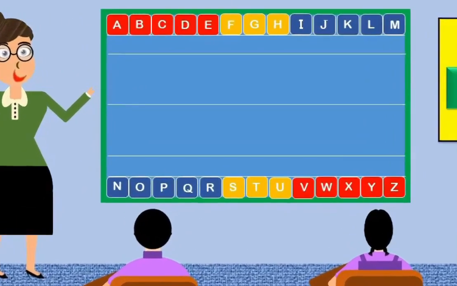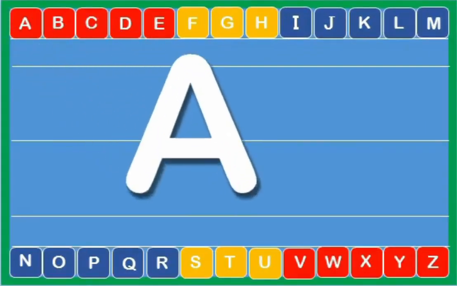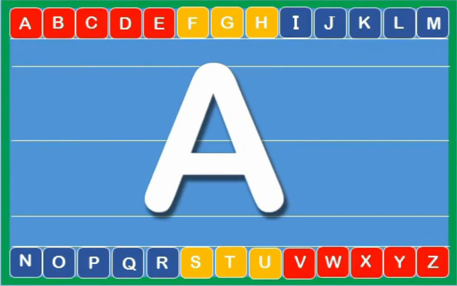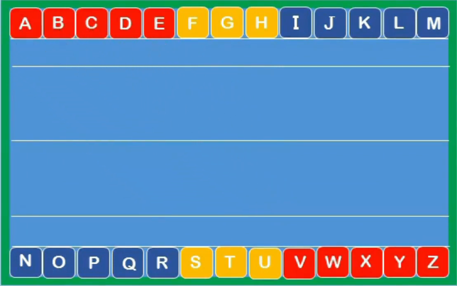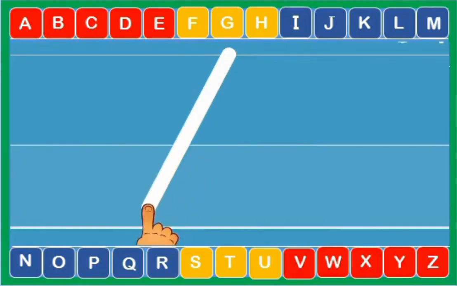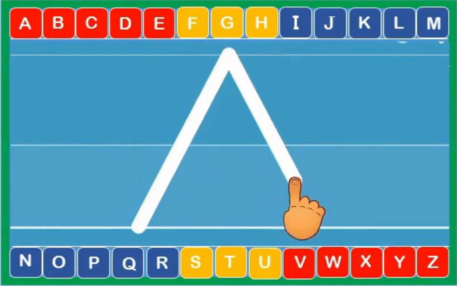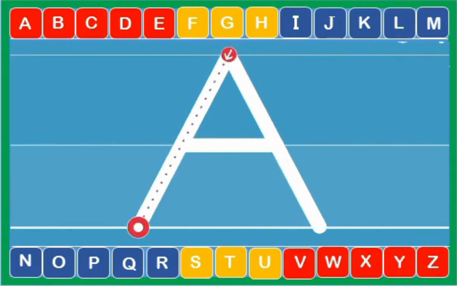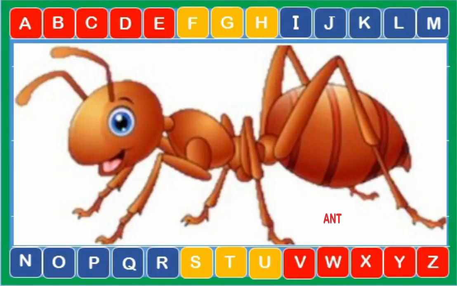First is letter A. Left stroke, a right stroke, and a middle dash. A for ant.